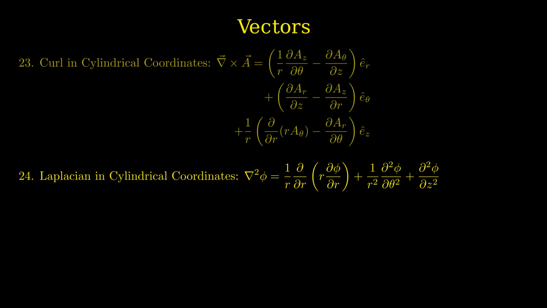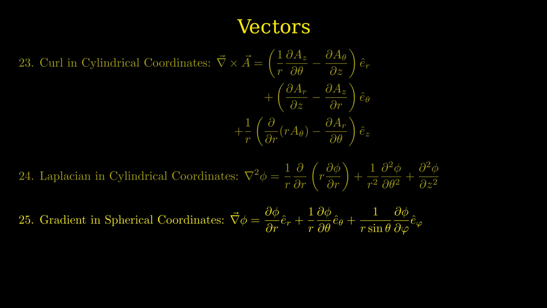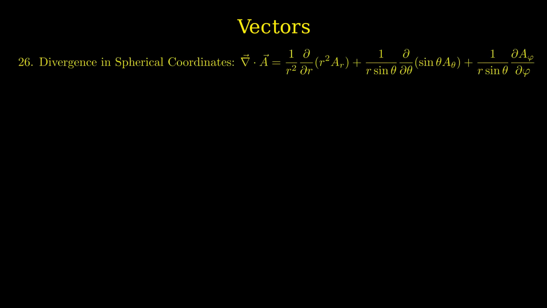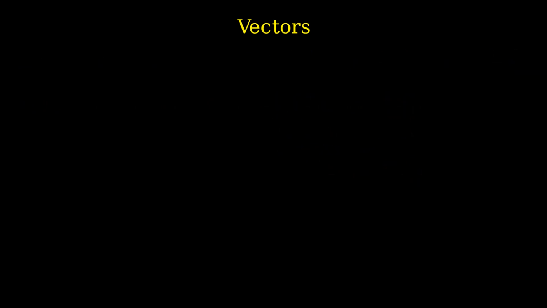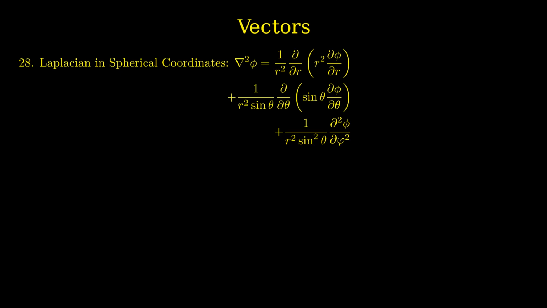The gradient in spherical coordinates includes derivatives with respect to radial distance, polar angle, and azimuthal angle, scaled appropriately. The divergence in spherical coordinates accounts for the spreading out of a vector field in a spherical geometry. The curl in spherical coordinates captures the rotational behavior of a vector field in a three-dimensional spherical framework. The Laplacian in spherical coordinates includes radial, polar, and azimuthal second derivatives suitable for spherical symmetry.